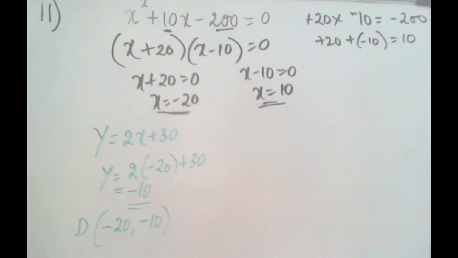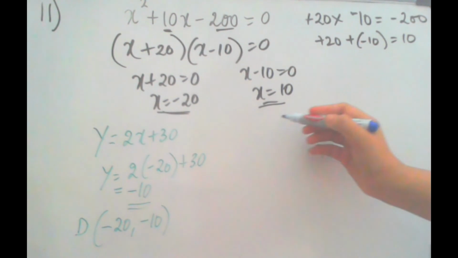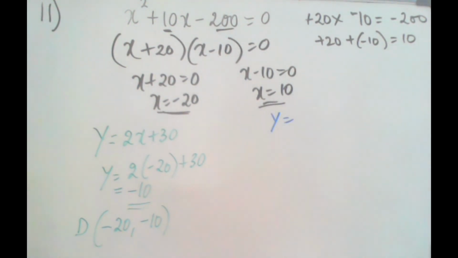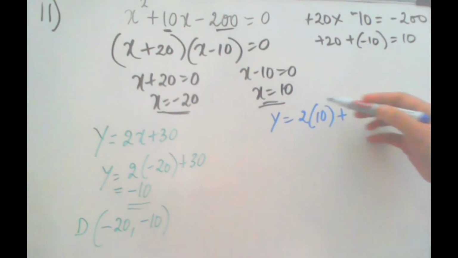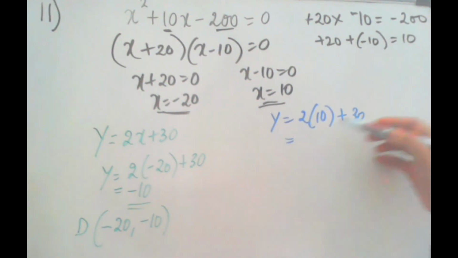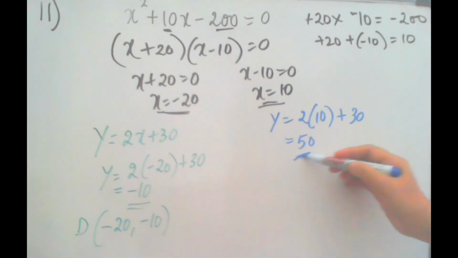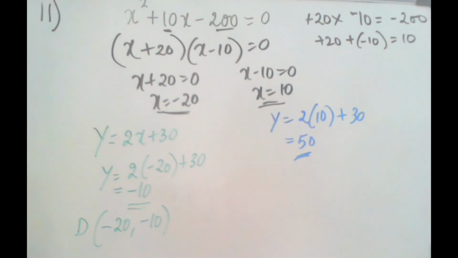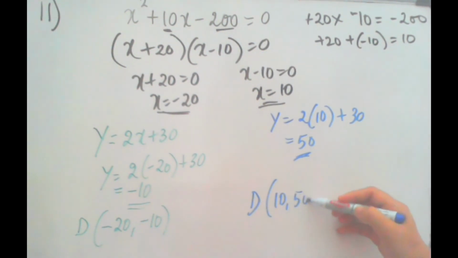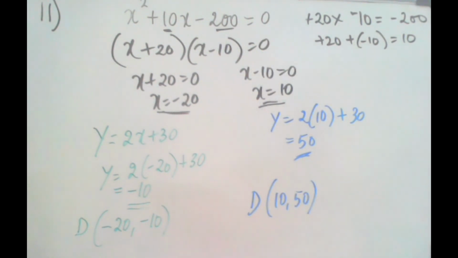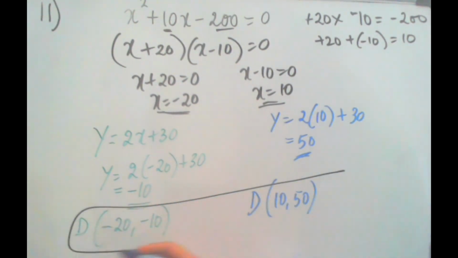Similarly, let us calculate the second coordinate of D. y equals 2 times, we will use this value of x, which is 10, plus 30. So it is 20 + 30, which is 50. So the second possible coordinate is (10, 50). So the answer for this part B is D (-20, -10) and D (10, 50).